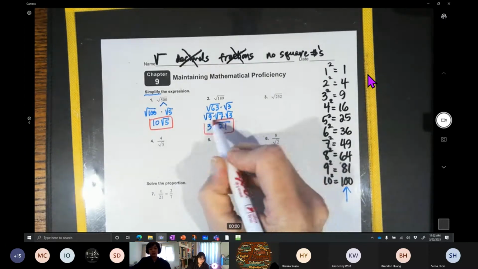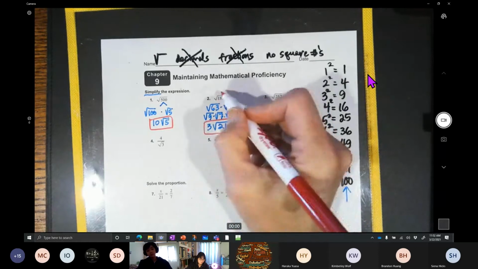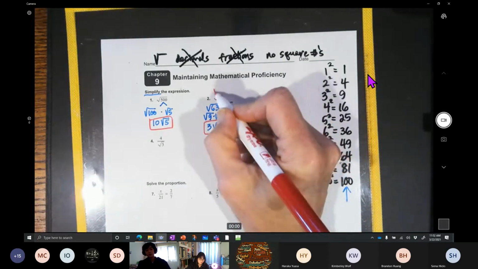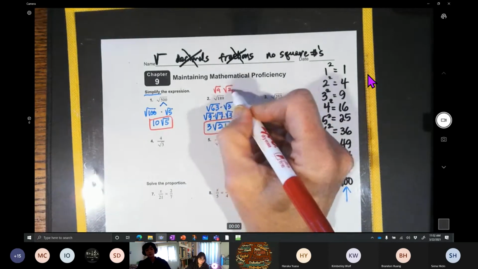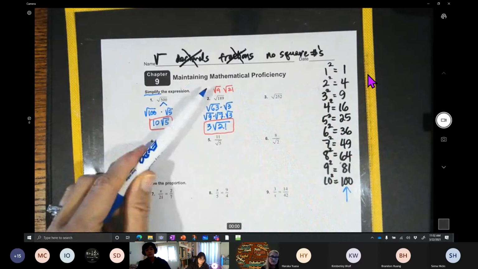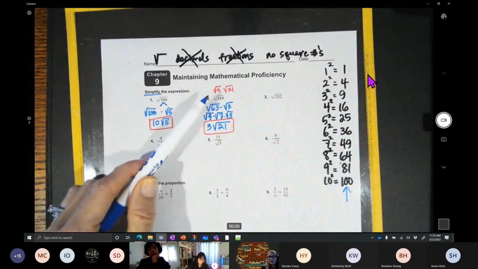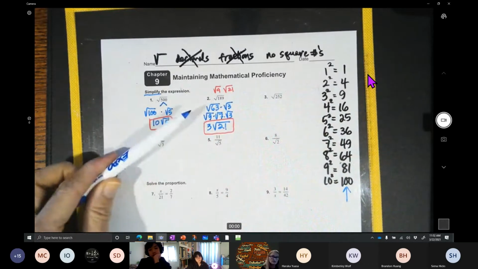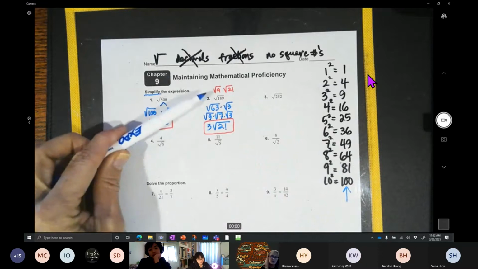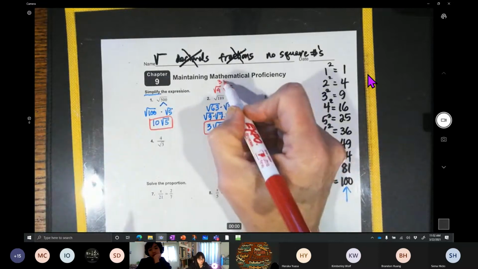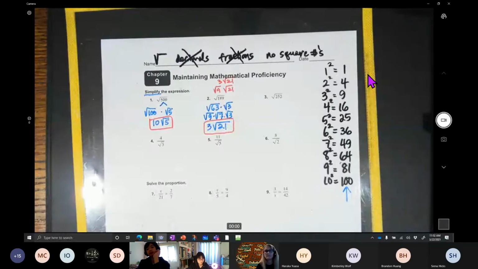Another way I could have done it was I could have gone straight to root 9 times root 21. That's another set of factors for 189. But it doesn't matter where you start. You will always end up with the same number. So hopefully you can see that that's also root 21.